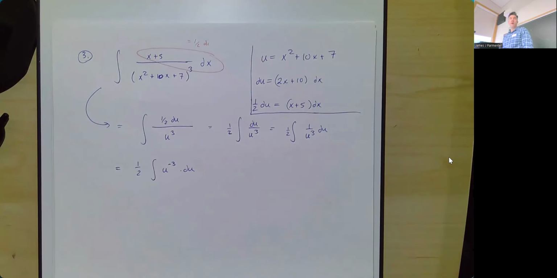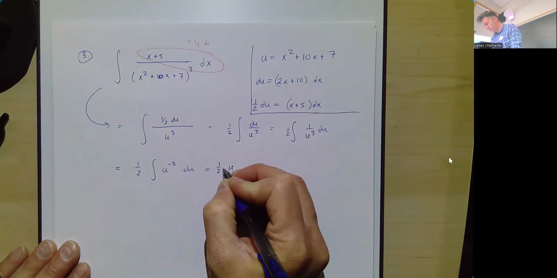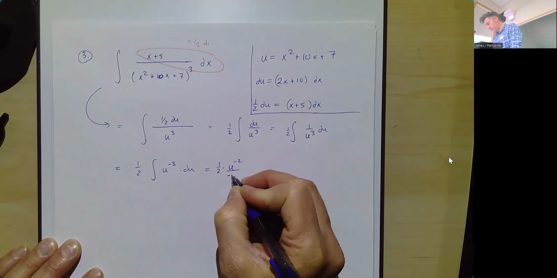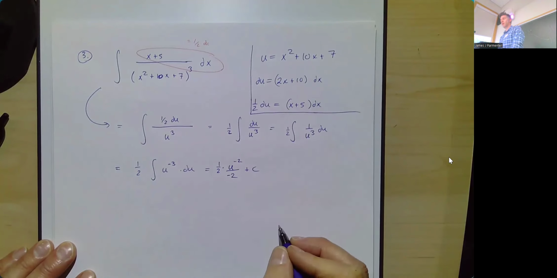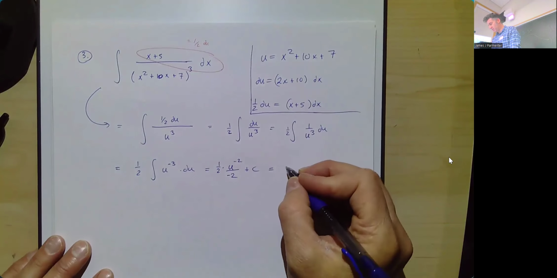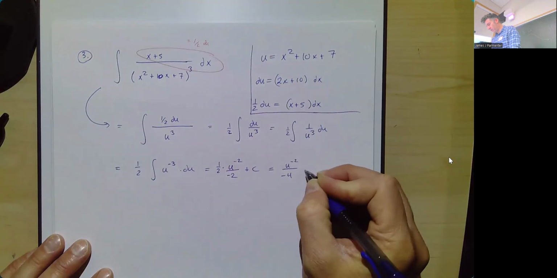And then we use the anti-power rule. Most of the time, not all the time, a lot of the time, when you're doing a u sub, you eventually get to a place where you have u to a power, and you just use the anti-power rule. So we're going to get, oh sorry, don't forget the 1/2 out in front, u to the -3 plus 1 over -3 plus 1. And this is u to the -2 over -4 plus c.